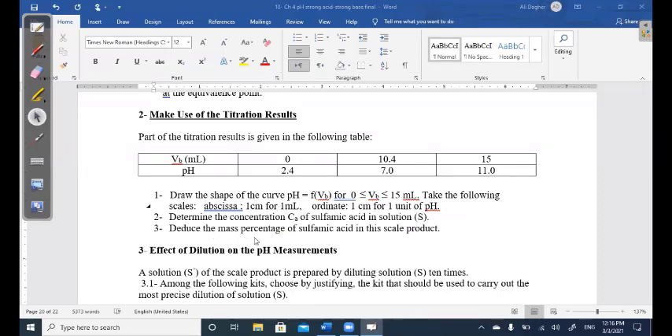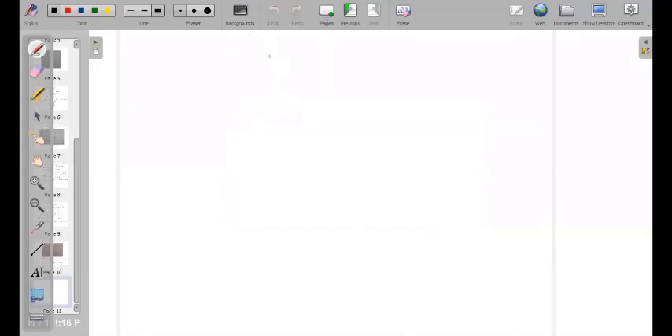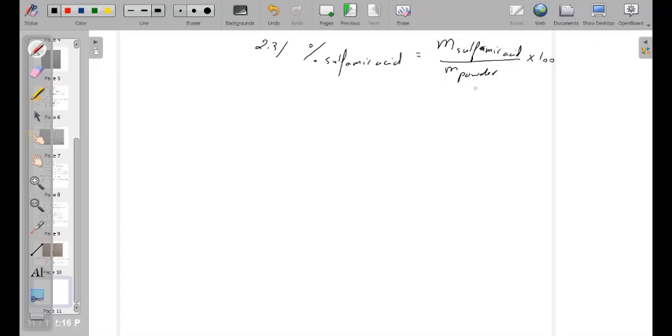Three, deduce the mass percentage of sulfuric acid in this scale product. The mass percentage by mass of sulfuric acid equals the mass of the sulfuric acid over the mass of dissolved powder, times 100. This is the percent of the sulfuric acid in the powder.